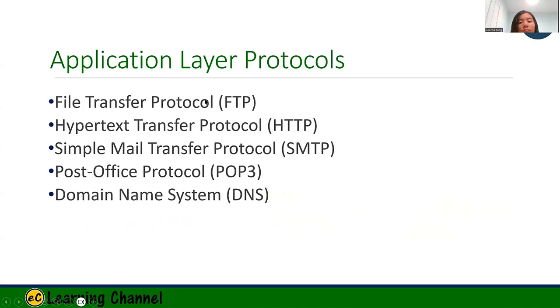So these are different layer 7 protocols: file transfer protocol, hypertext transfer protocol, SMTP, the simple mail transfer protocol, POP3, the post office protocol, which is also for email. And then this one is DNS. Now, what is DNS? Domain name system.